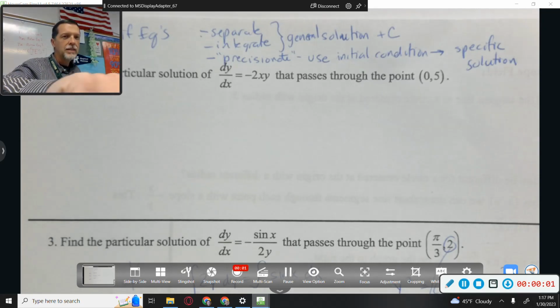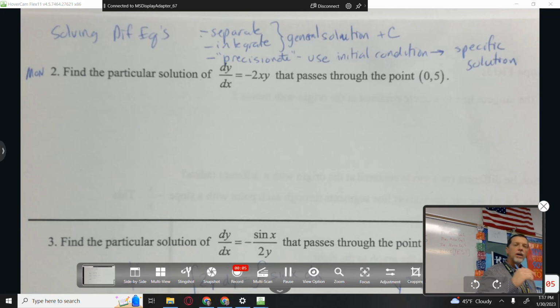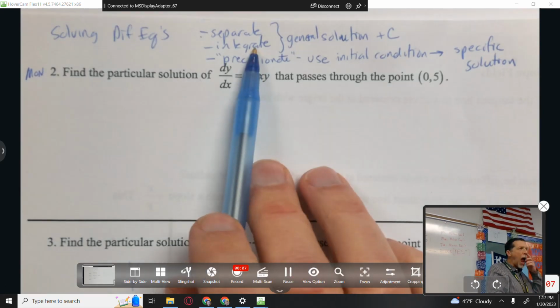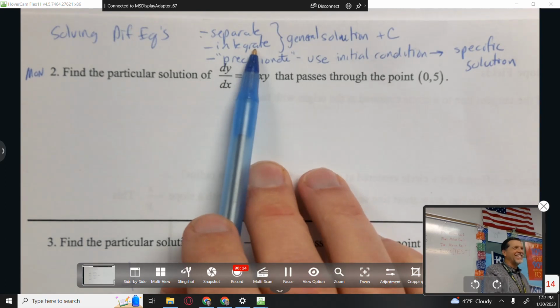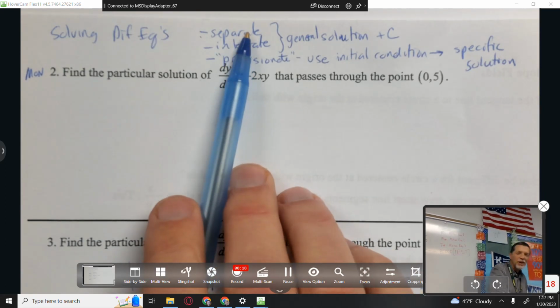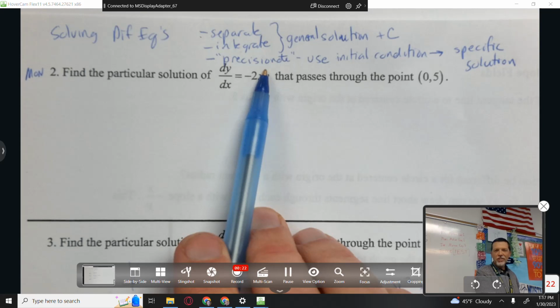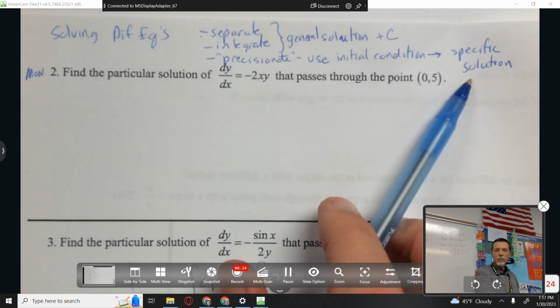You like separate, integrate, differentiate, and then precisionate? Why would you differentiate? Differentiate your first C and your second C, and it changes. I don't think so. But it sounds cool. Yeah, it's another step in there, but let's stick with separate, integrate, use your initial condition to solve for C to get the specific solution.